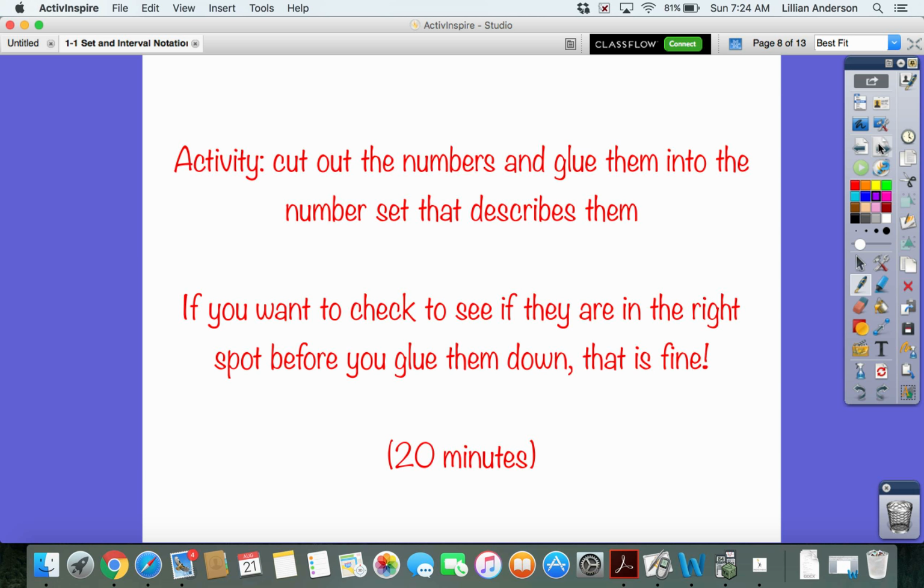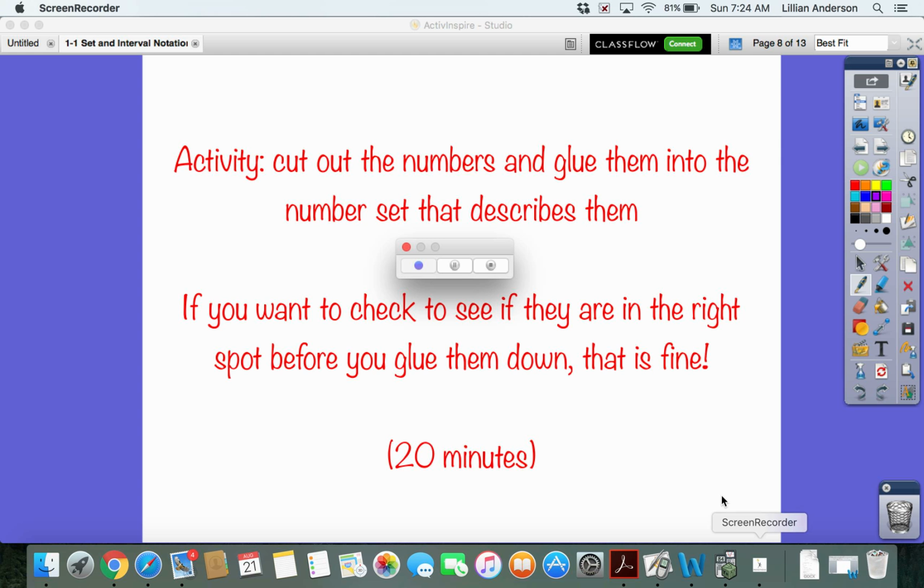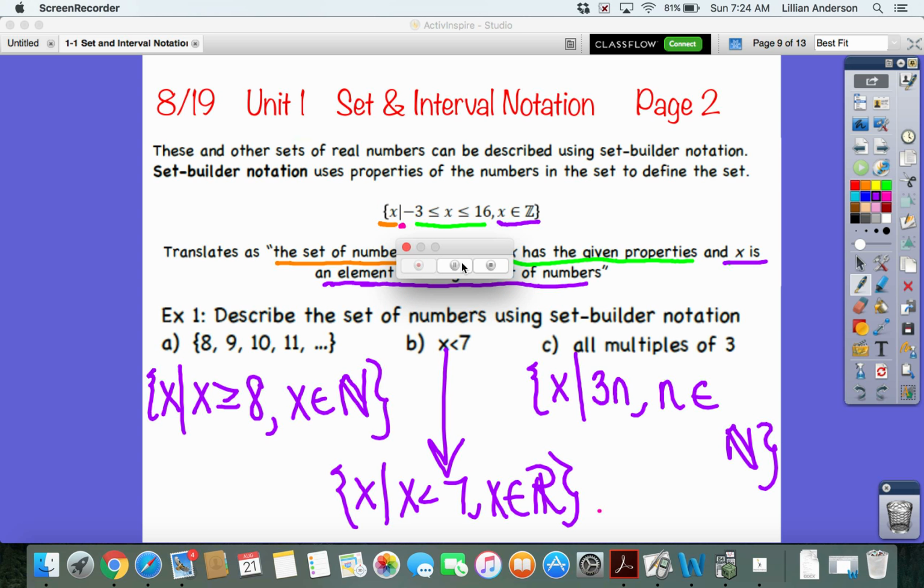And if you're wondering, well, I don't know if I'm right or not, it's okay. I can come around and check if you want me to see if you got them in the right spot before you glue them down, okay? I want to take only 20 minutes to do this, and then we're going to keep going because we've got more notes besides this. So go ahead and do this, and we'll come back together.